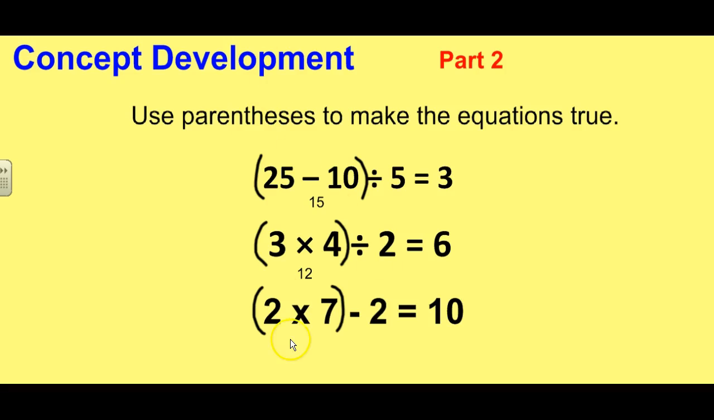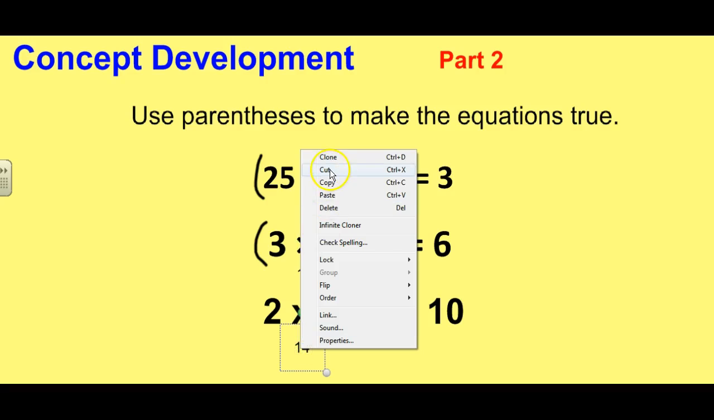I know that 2 times 7 gives me 14, and I know that 14 take away 2 does not equal 10. So that tells me right now that we do not have our parentheses in the right place. So we're going to rewrite the equation, and we're going to put our parentheses in a different spot.